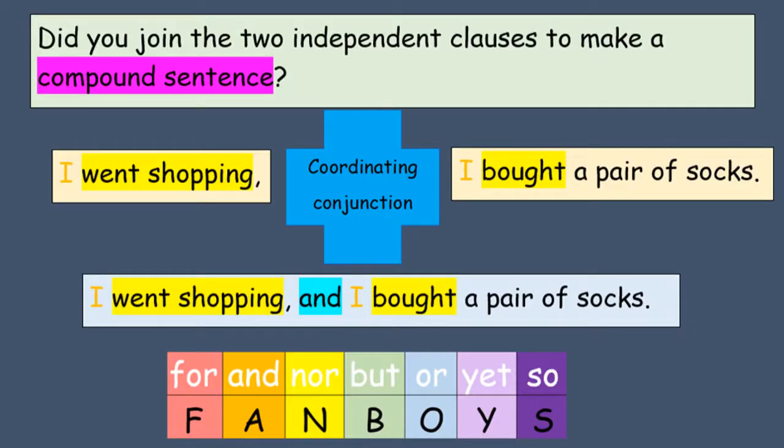How did you get on? Did you get the same as me? Did you join the two independent clauses with a coordinating conjunction? Let's see. I've got: I went shopping, and I bought a pair of socks. Can you see that I've added a comma before the coordinating conjunction?